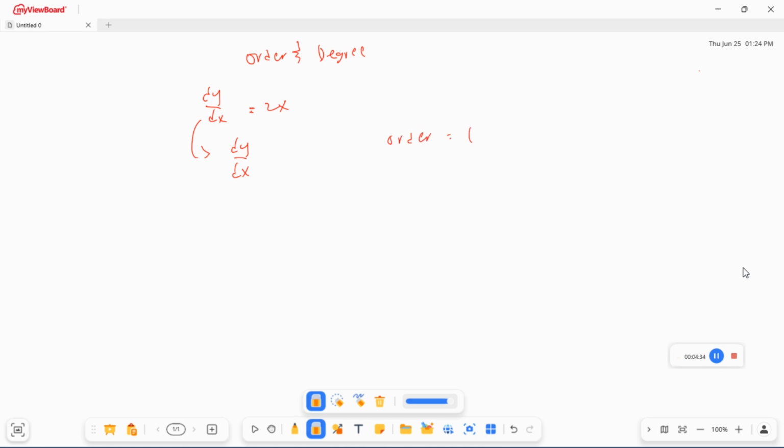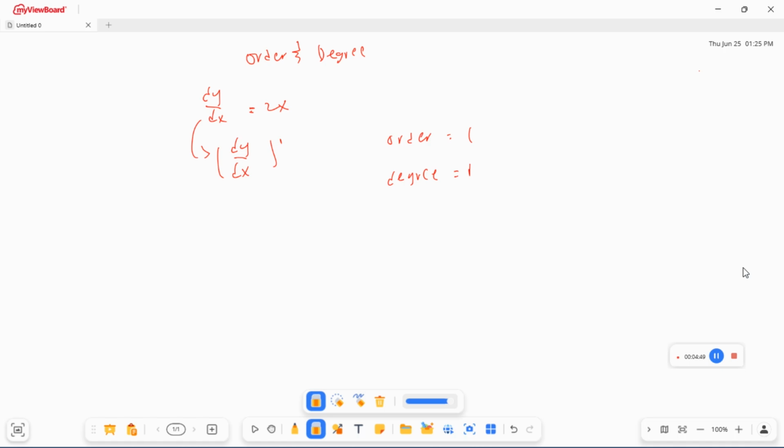And then the degree is the power of that differential coefficient. The power of this differential coefficient is 1, because dy/dx to the power 1 is still dy/dx. So it's obviously 1. That is the degree of the differential equation.